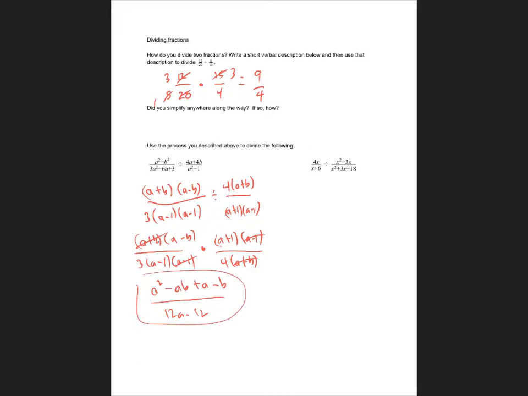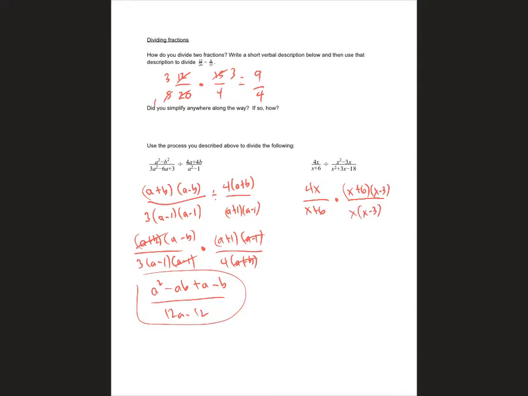So let's do the second problem. 4x divided by x plus 6. 4x is 2 times 2 times x, essentially. So I'm just going to write 4x there. X plus 6. I'm going to go ahead and do the switching and factor the bottom thing and put it on top because I'm flipping at the same time I'm simplifying. So x squared plus 3x minus 18 is going to be x plus 6 times x minus 3. And then x squared minus 3x has a common factor.